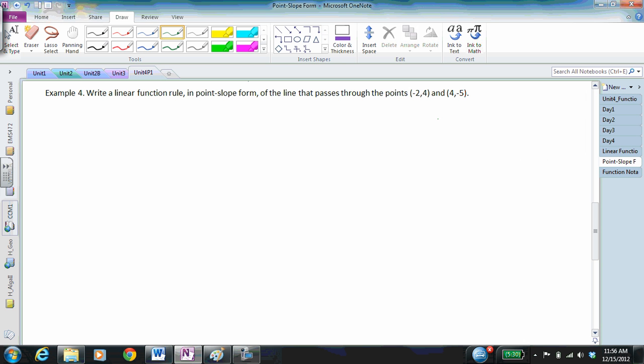Alright, so anyways, example 4. We want to write a linear function rule in point-slope form of the line that passes through the points -2, 4, and 4, -5. Even if you weren't told to write it in point-slope form, you would want to start there. Because you're given 2 points, we're going to use y minus y1 equals m times x minus x1. For point-slope form, we need a point. We have 2 that we can pick from. We also need a slope. We don't have a slope yet.